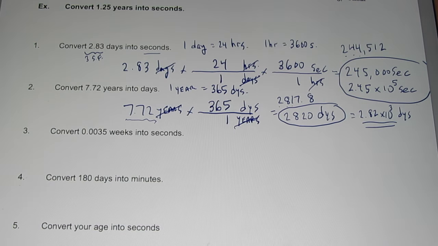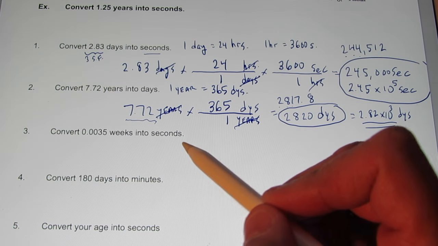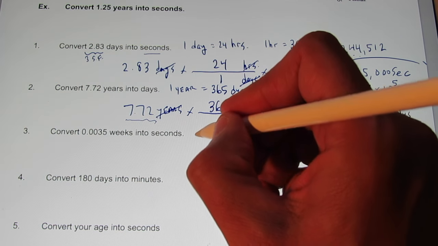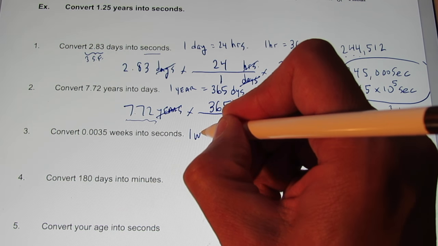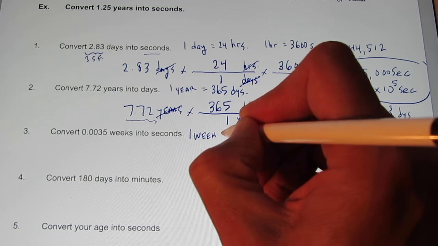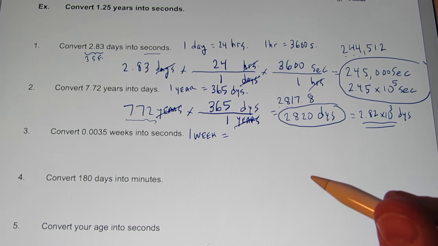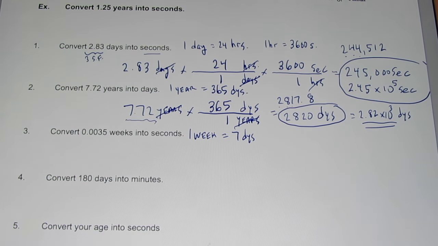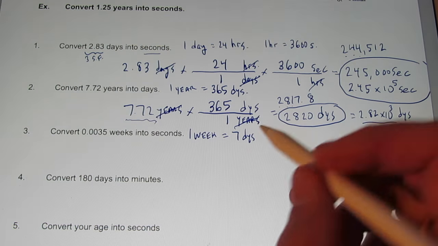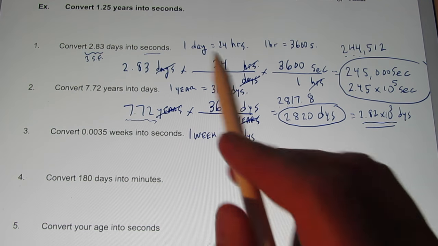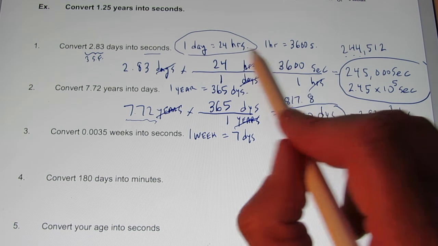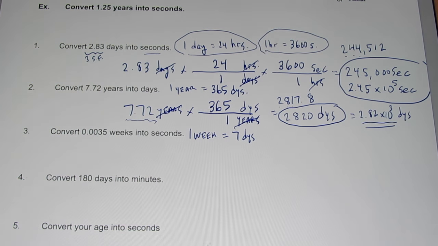All right, welcome back. Now we're going to convert weeks into seconds. So let's see what conversion factors we need to use here. Isn't it true that 1 week has, let's see, I don't know how many seconds are in a week, but I do know that there are 7 days in a week. True story? Yeah. And then we already know that 1 day has 24 hours. We did that earlier. And that 1 hour has 3,600 seconds. So we're going to use those 3 conversion factors.